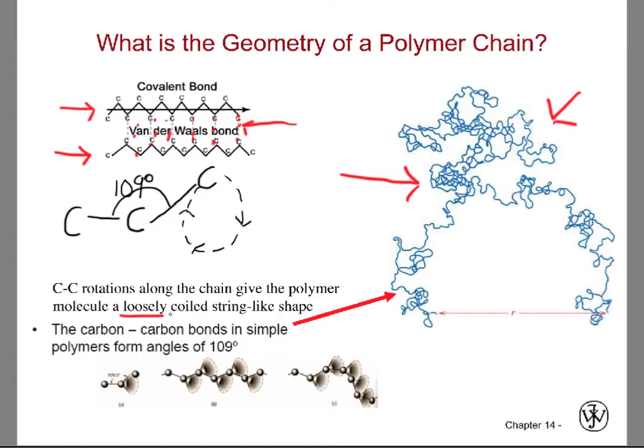It is loosely coiled and it's very string-like. So why does it do that? It's because the carbon-carbon single bonds rotate. They rotate to make angles of 109 degrees. And there's a lot of ways in 3D space, as shown by this diagram here, to make a bond angle of 109 degrees, which explains the coiling.